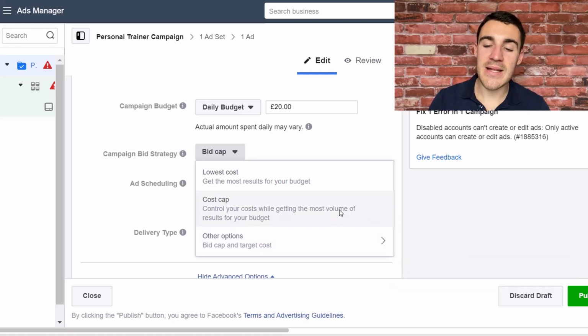Cost cap waits until after the fact. So Facebook won't make a prediction and go, we don't think you're going to get conversions for less than $25, therefore we won't spend your money. They'll spend your money and then react. So let's say your average cost per conversion is $30, it goes above the $25 mark, then they will start to bring down your reach and spend less in your campaign than what you've set. That's how it works. So that's why they say a cost cap controls your costs while getting the most volume: you're going to get more volume because it's happening after the fact.